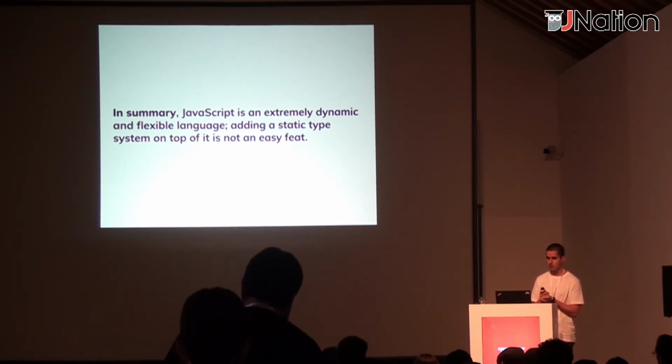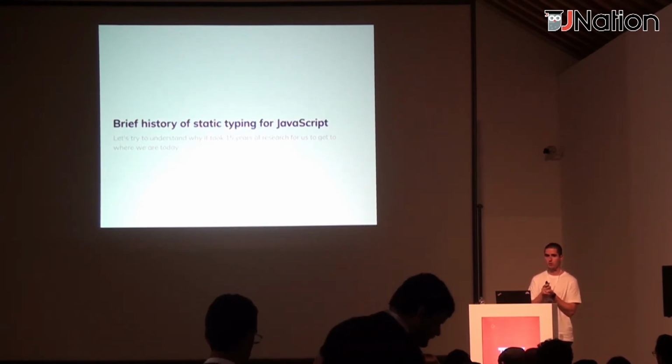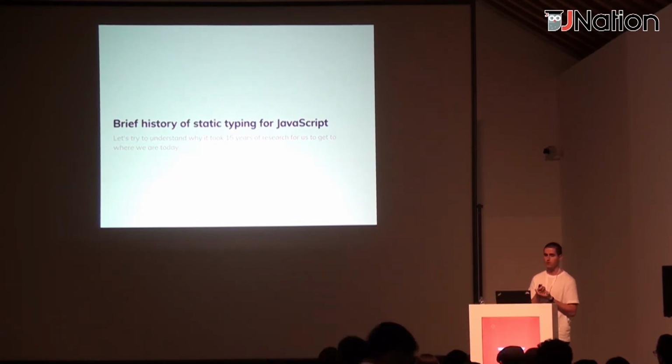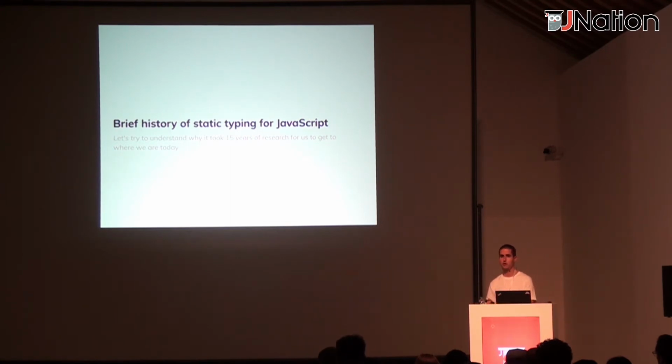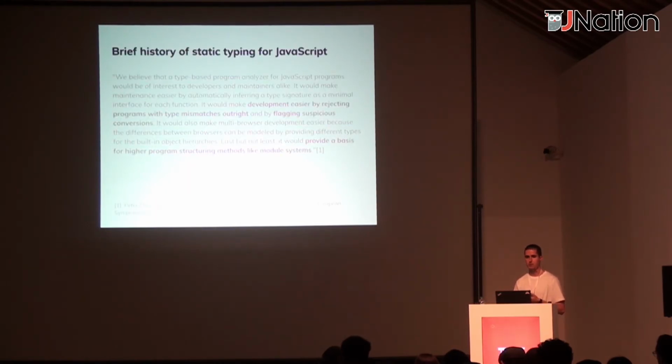It doesn't like rules. And so I want to try and understand with you guys why it took 25 years for us to go from the invention of JavaScript back in 1995 to today, where most people in the room are actually using static type systems on top of JavaScript. And the first piece of research actually came out in 2005 by Peter Thiemann, where he first theorized the idea of a static type system on top of JavaScript.